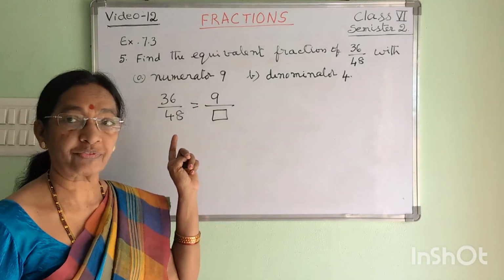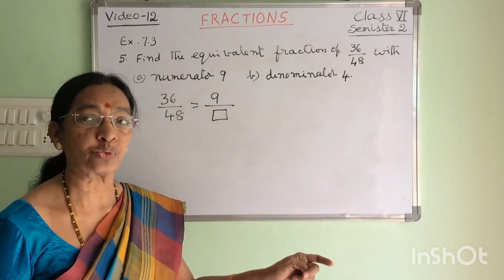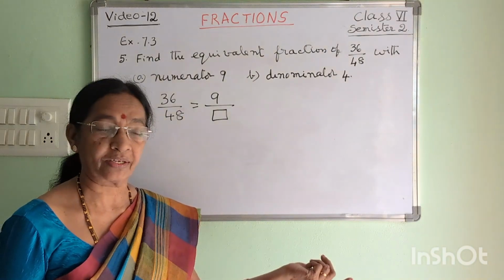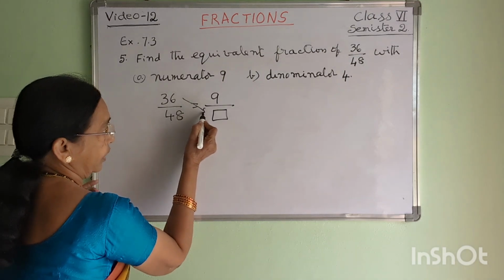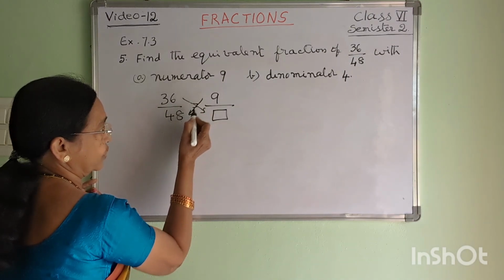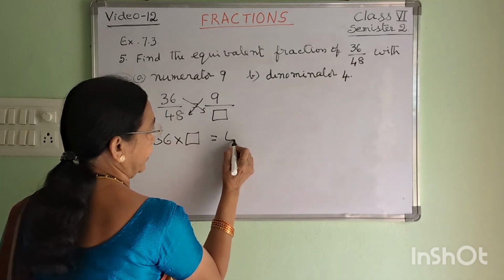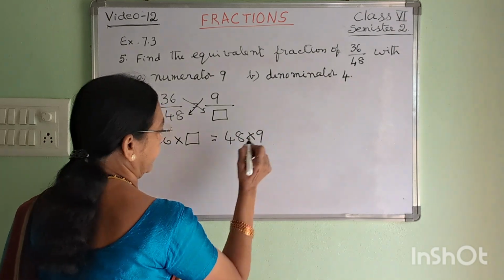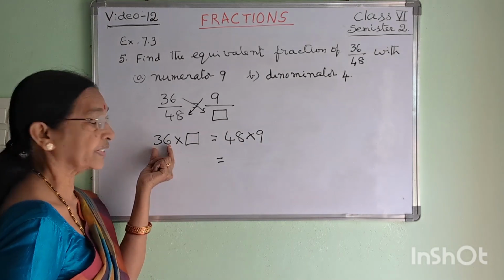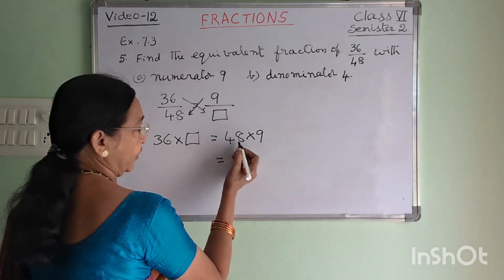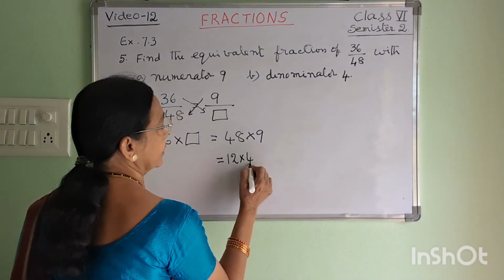The product of the numerator of the first fraction and the denominator of the second fraction is equal to the product of the numerator of the second fraction and the denominator of the first fraction. That is, the product of these two is equal to the product of these two. Therefore 36 into blank is equal to 48 into 9. So we will rewrite this in the form 36 into something. 48 can be written as 12 fours are 48, 12 fours.